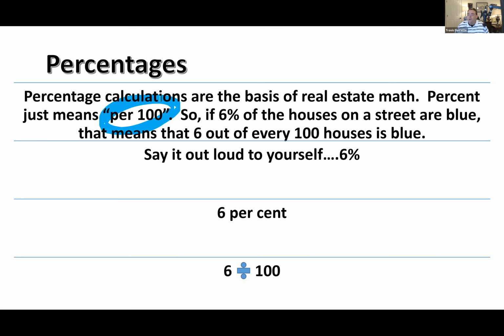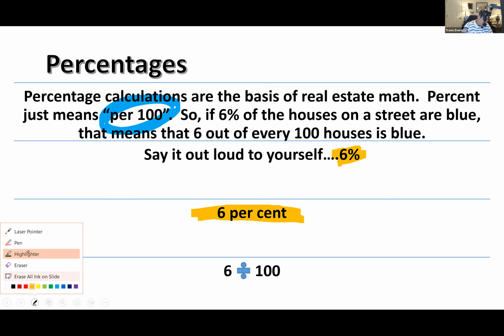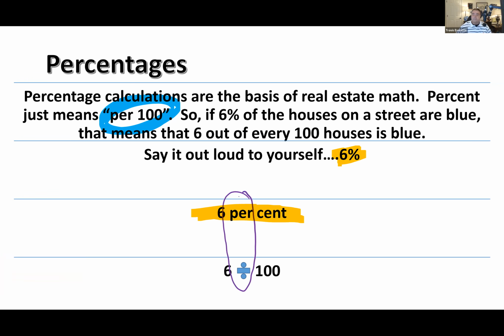What do we already know about the word per? If 6% is the same thing here, and the word per means something to us, it means division, doesn't the phrase 6% really just mean 6 divided by 100? And the answer is yes, it does.